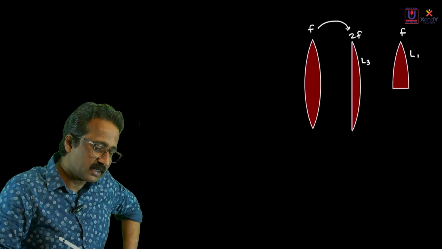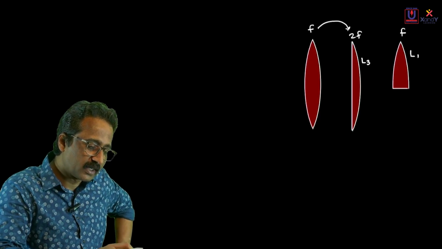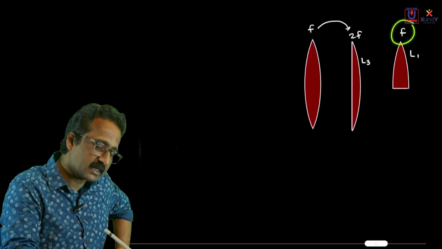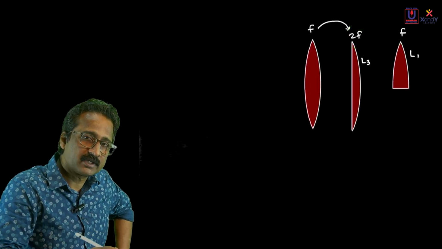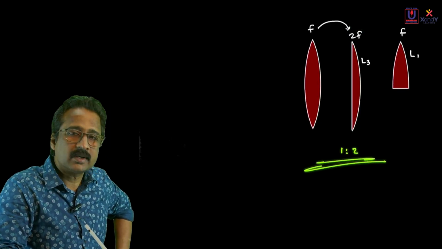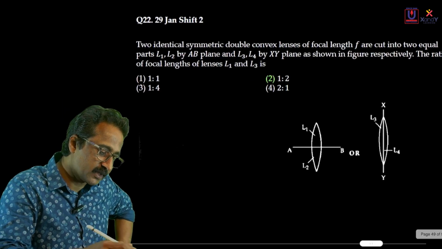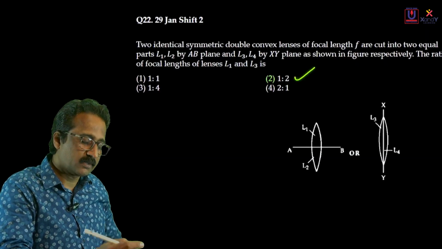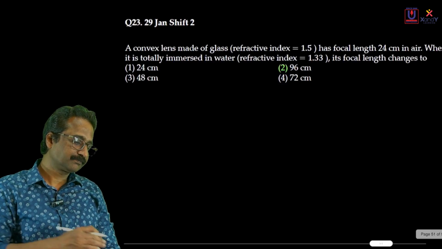It's simple. Now they ask you what's the ratio of focal lengths of L1 to L3, isn't it? Yes, L1 to L3 means this f divided by 2f. So L1 is to L3 is f is to 2f, which is equal to 1 is to 2. So the ratio is 1 is to 2. Yes, your option is 2. Okay, moving on to the next question.